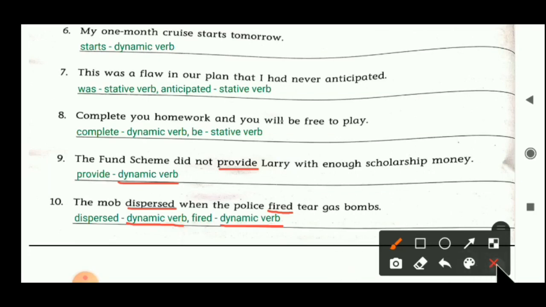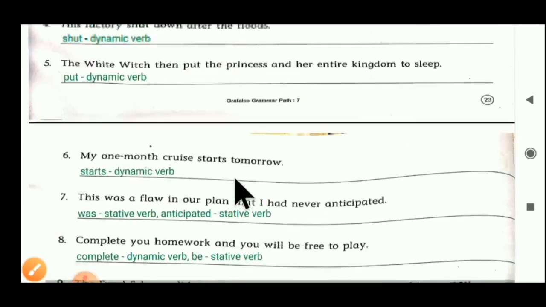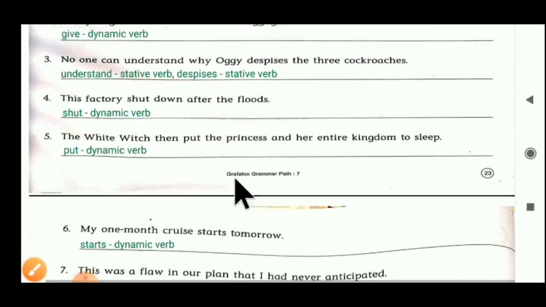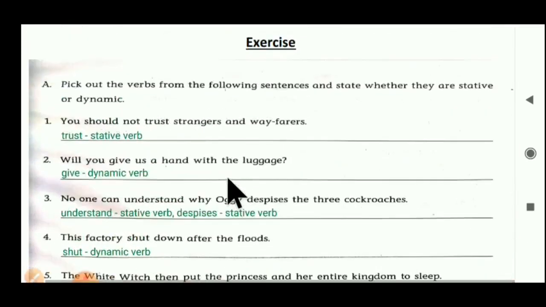Students, can you understand here our exercise A is over? You have to complete exercise A's answers in your grammar textbook with pencil. Write like that: trust dash stative verb. Like that: give dash dynamic verb. You have to complete your grammar textbook exercise A with pencil. Okay, student?